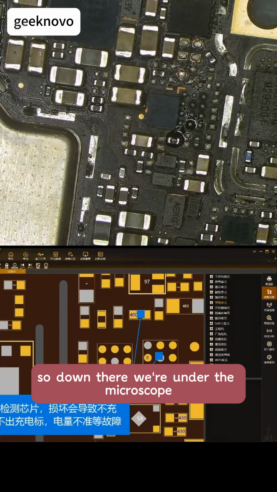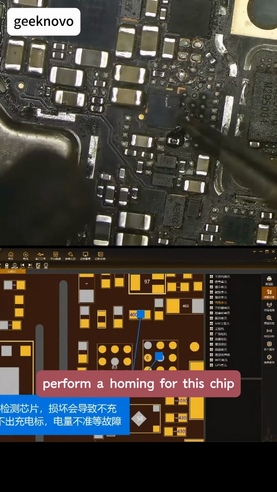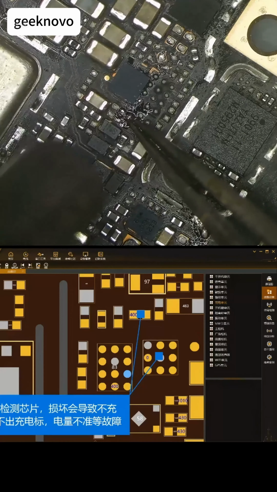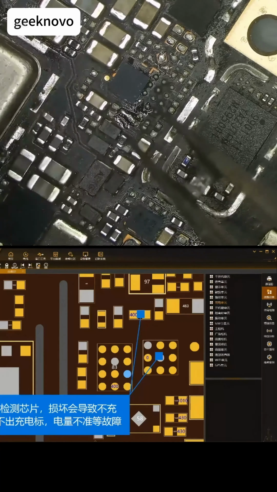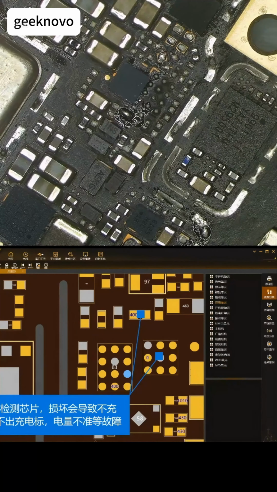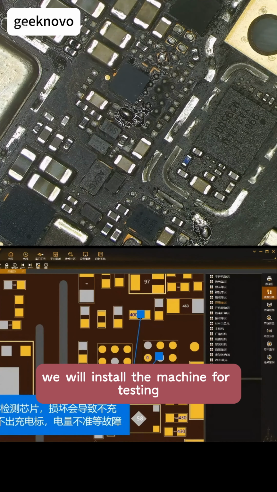Okay, so down there, we're under the microscope. Short this inductor, and then perform a homing for this chip. All right. After the operation is completed, we will install the machine for testing.